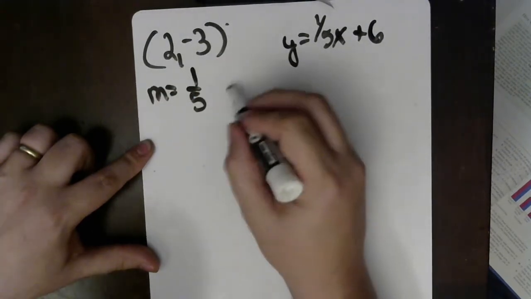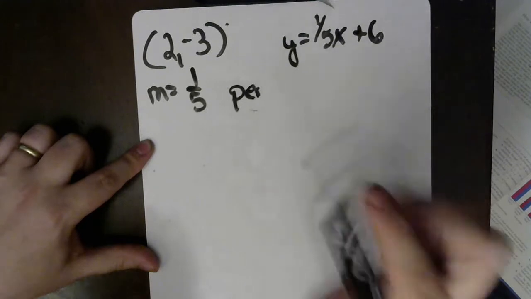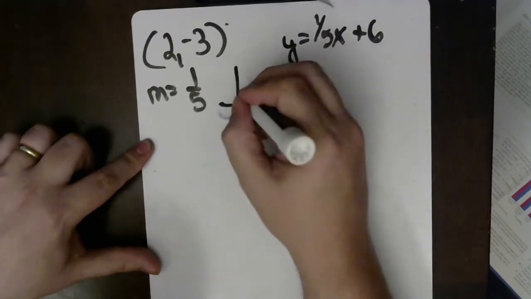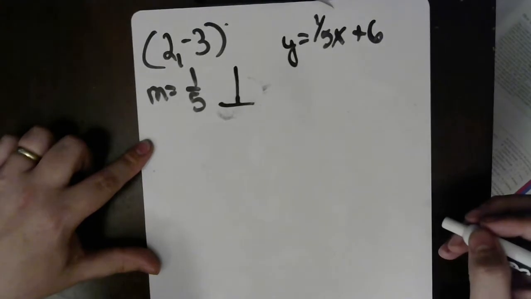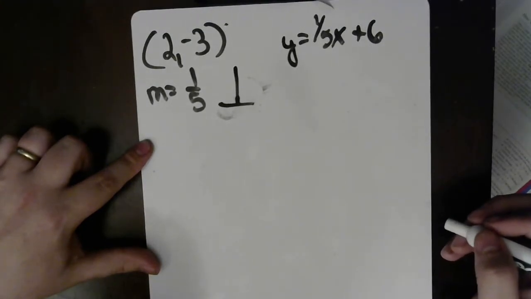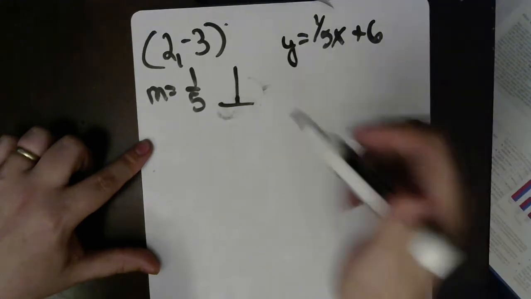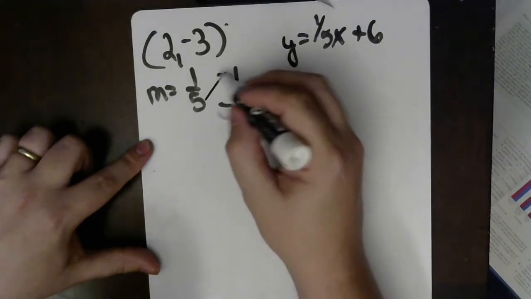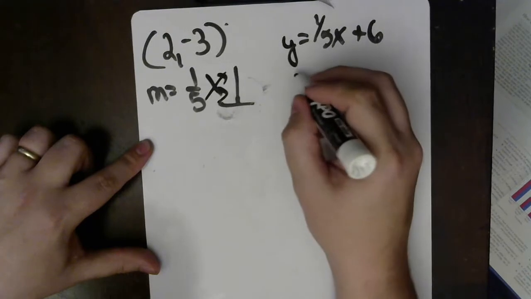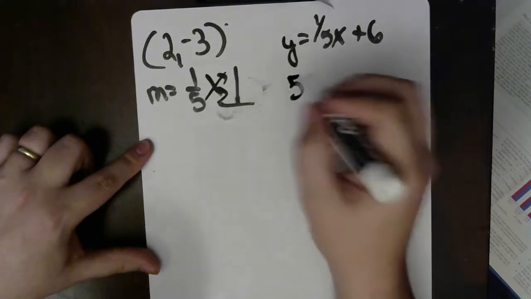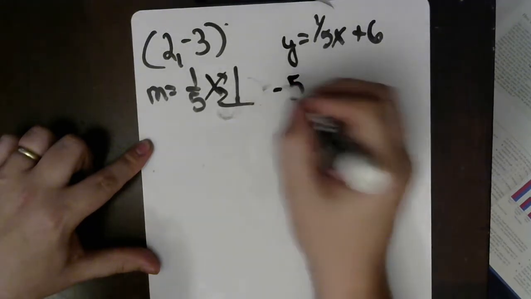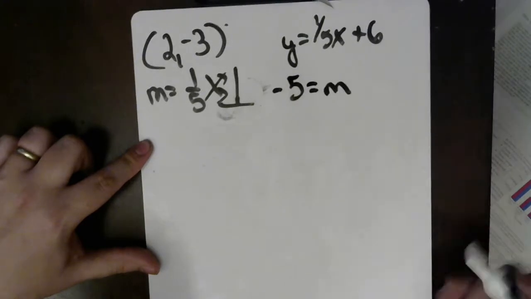Remember, what does perpendicular mean? Well, in this case, this means that it is our negative reciprocal. So what is our reciprocal? For the reciprocal, we just flip the top and the bottom, so it becomes 5. And it's going to be negative, since we consider this as positive. Now it's negative, and this is our new slope.